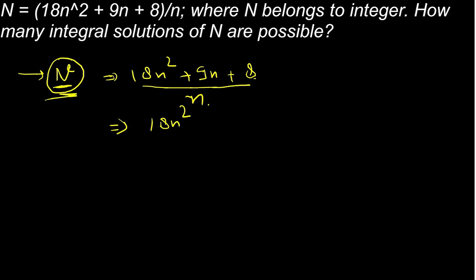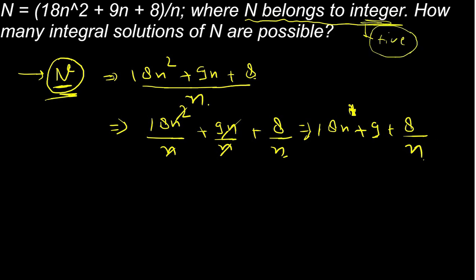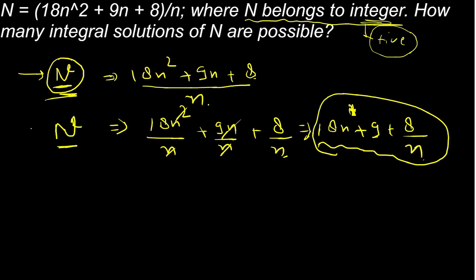So 18n² divided by n, 9n divided by n, and 8 divided by n. The first will directly give 18n, the second will directly give 9. So this complete expression is going to turn into 18n plus 9 plus 8 by n. Now you have to see this very carefully. n belongs to integers. There is nothing given that it should be a positive integer. So this expression can be negative also.